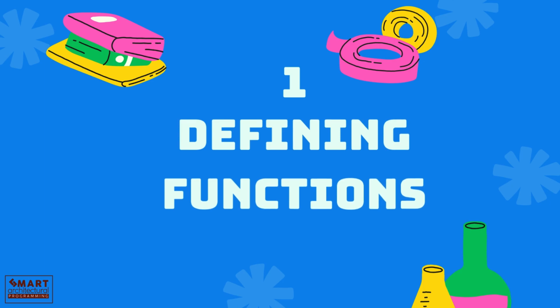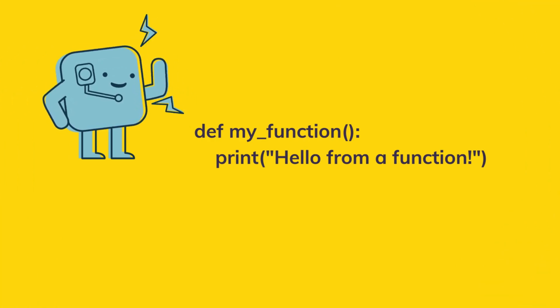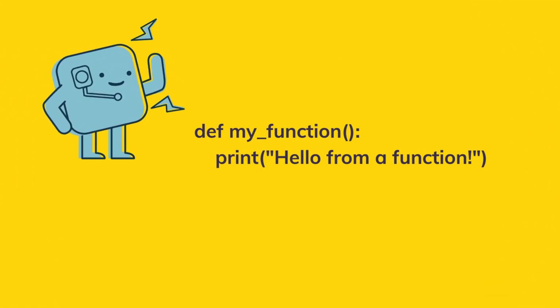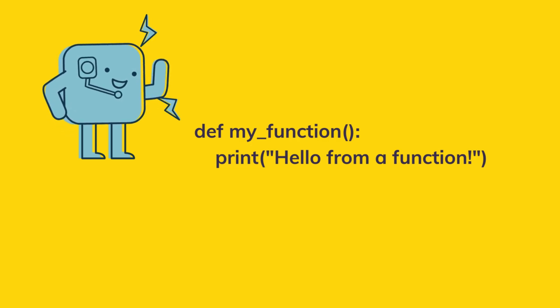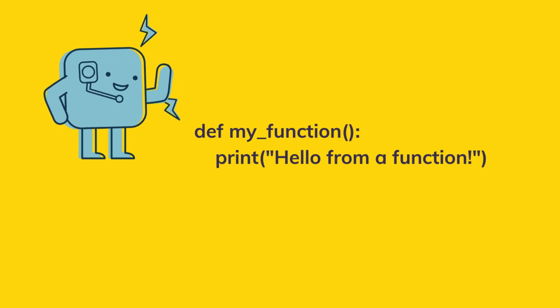Let's get coding. In Python, we use def to define a function. This tells Python you're creating a new function. Here's how you do it. def my_function(): print("Hello from a function"). This is a simple function named my_function that prints a message.